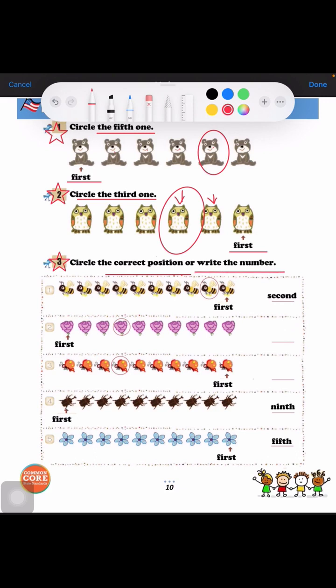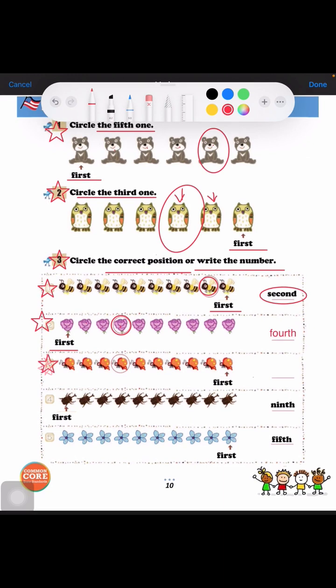Question 1, there are so many bees. The first one is on the right hand side, and then we need to find the second one. The one on the right is the first one, so the one next to it should be the second one. So we just need to circle this bee. And then question 2, we need to find the positions of these rows. The first one is on the left hand side. First, second, third, fourth. So this is the fourth one.